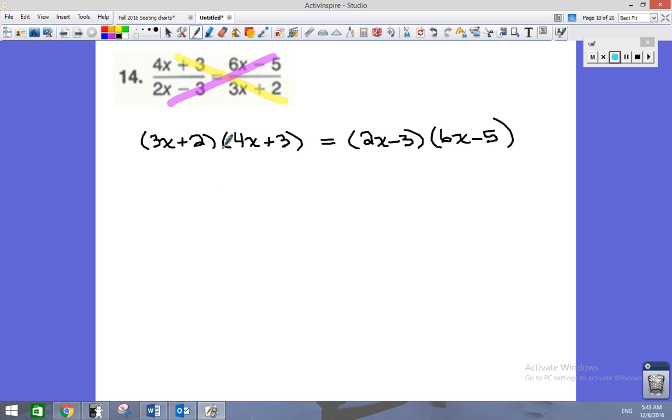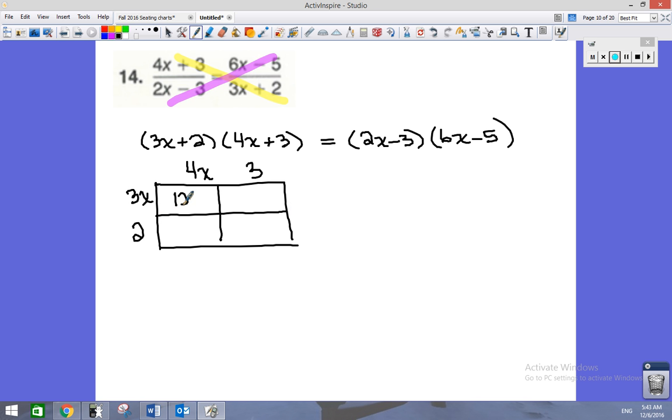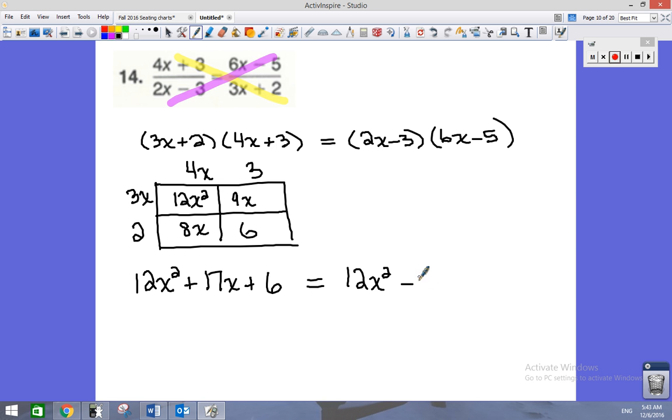So I suggest that you multiply these in the body of a table. On the left hand side, I get 12x squared plus 17x plus 6. If I were to do the same thing on the right hand side, I would have 12x squared minus 10x minus another 18 minus 28x plus 15. If I subtract 12x squared from each side, the x squareds cancel.